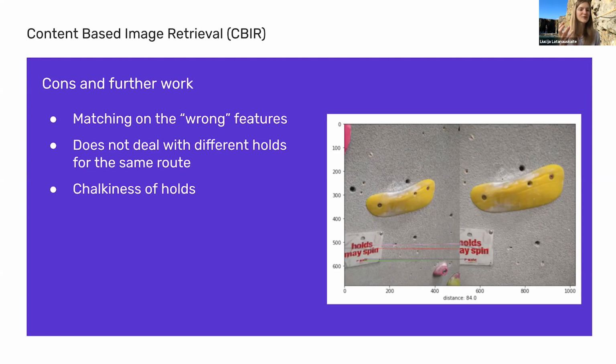Or black holds might get whiter as they get chalkier. Chalk is something climbers use to soak up moisture. So a lot of black holds tend to start looking white. So again, the model might struggle. So it's not perfect and there are problems to solve.